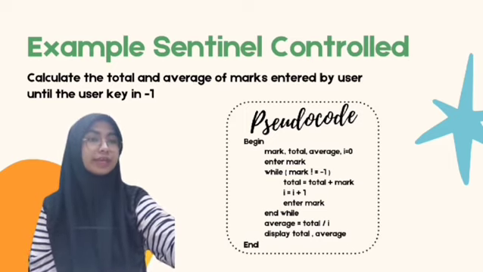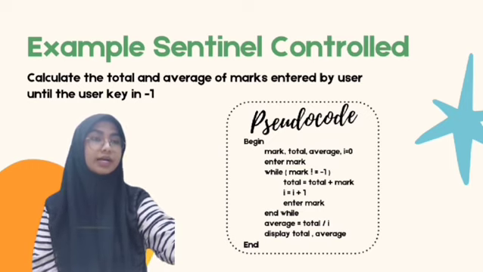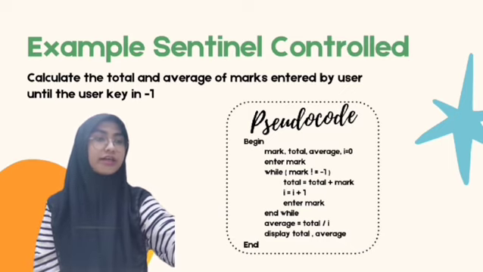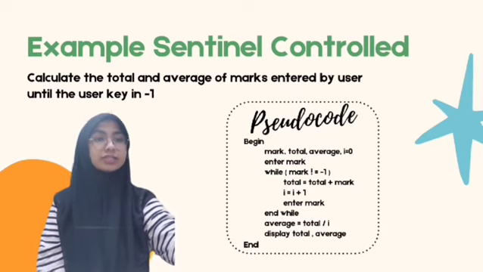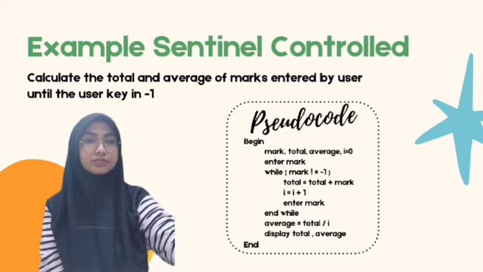Okay. Now, let's see the pseudocode. We start with begin, mark, total, average, I equal to 0, enter mark, while mark not equal to -1, total equal to total plus mark, I equal to I plus 1, enter mark, end while, average equal to total over I, display total and average. Then we can end the pseudocode.